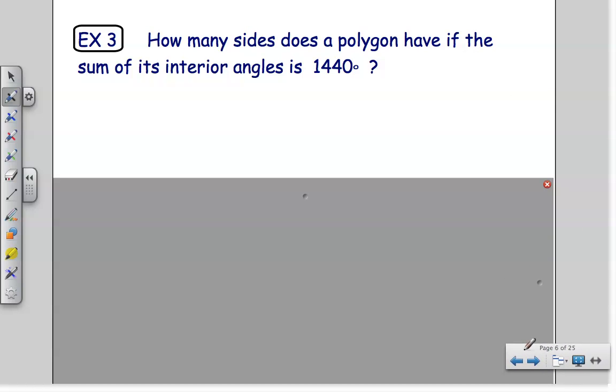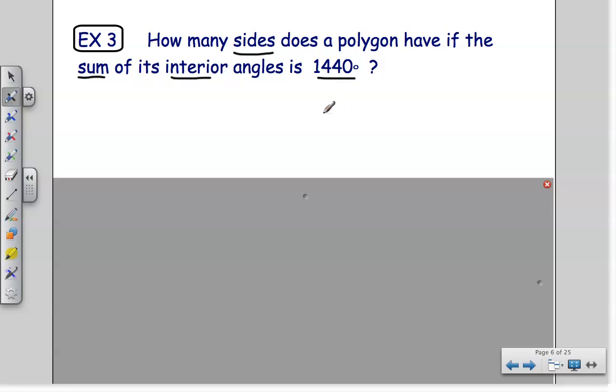Alright, these next 2 examples are using the formulas and working backwards to try to find the number of sides a polygon had. In this case, how many sides does a polygon have if the sum, or the total, of its interior angles is 1,440? I don't know the number of sides of this polygon, but I know that the sum of its interior angles is 1440.